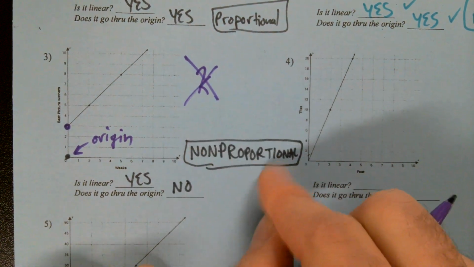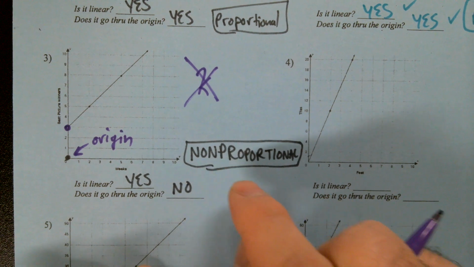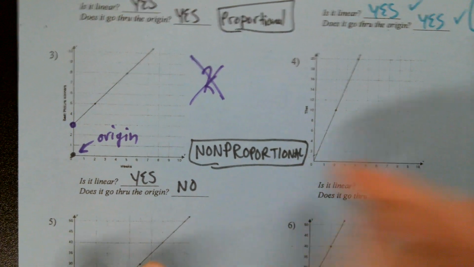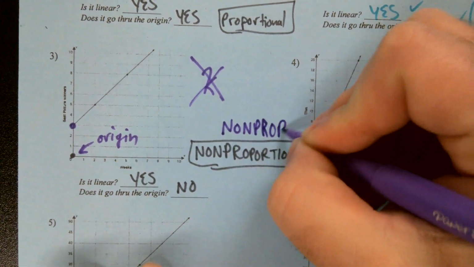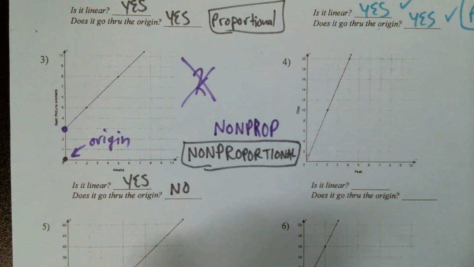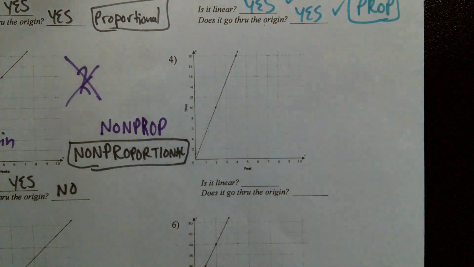All you have to do is identify that it is non-proportional. You could say non-prop too, that's fine. I'll know what it means, as long as you know what it means.